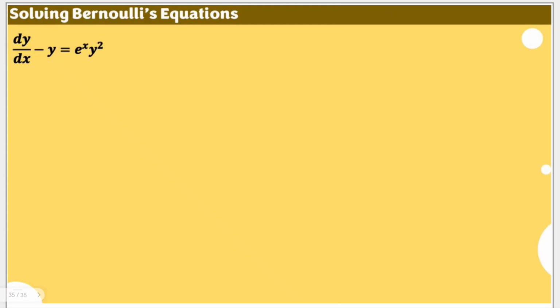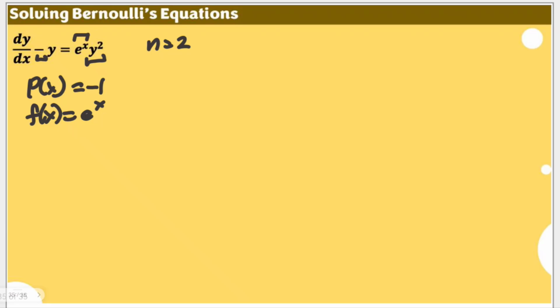This time, our equation here is already in its standard form, and as you can see, this is really a Bernoulli equation because you could see an expression here, y squared, where n is equal to 2. With this in mind, our p of x is this item here, which is -1, and our f of x is e to the power of x, this given expression here. So we are trying to solve for this Bernoulli equation. We're lucky that this is already in its standard form.